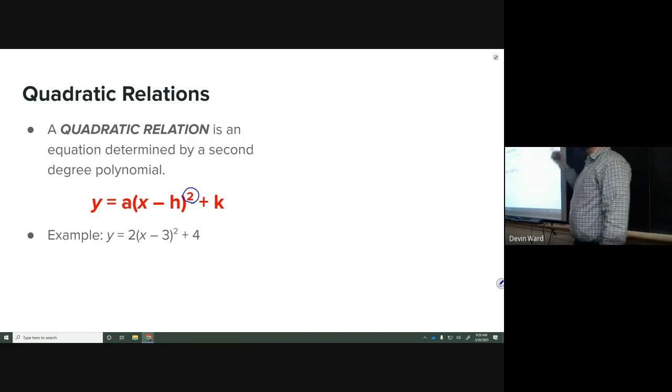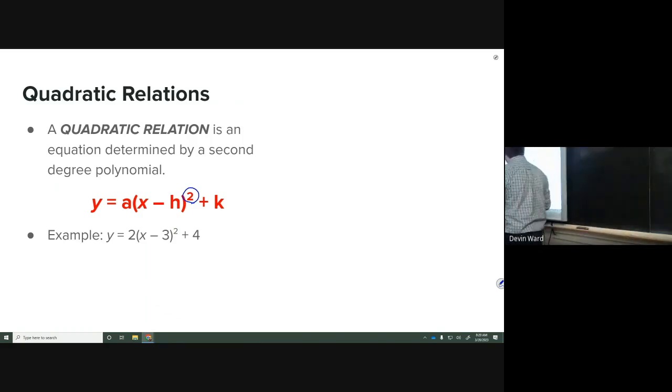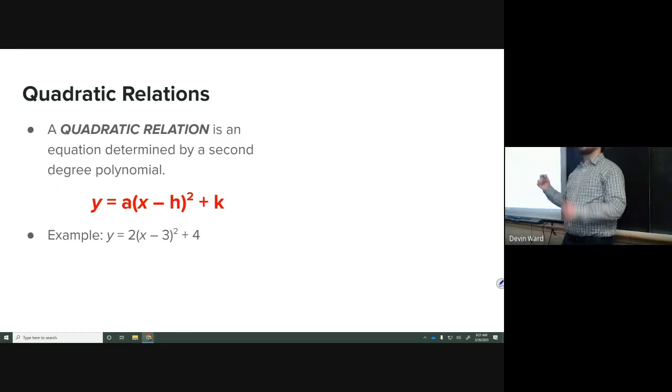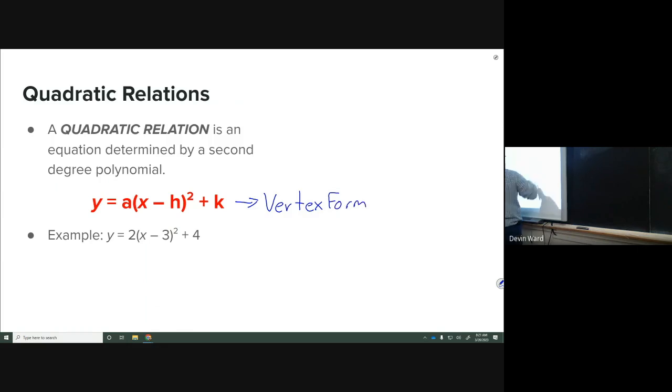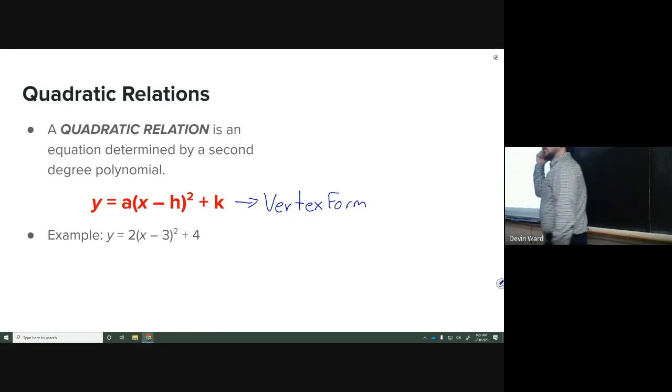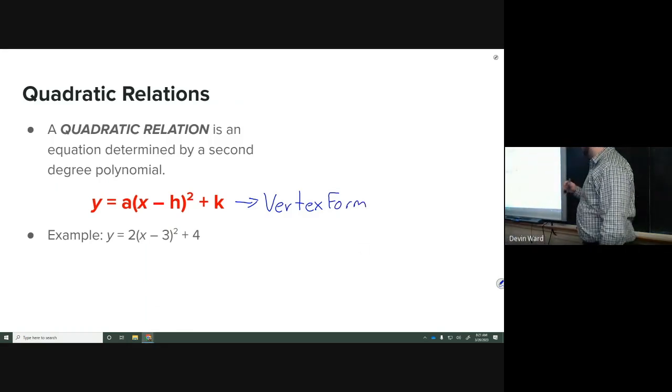So the general equation, instead of y equals mx plus b, what we have for quadratics is y equals a times bracket x minus h squared plus k. Okay? This is what we call vertex form. And we'll get a little bit more into what the vertex of a quadratic is later on in this lesson, okay?